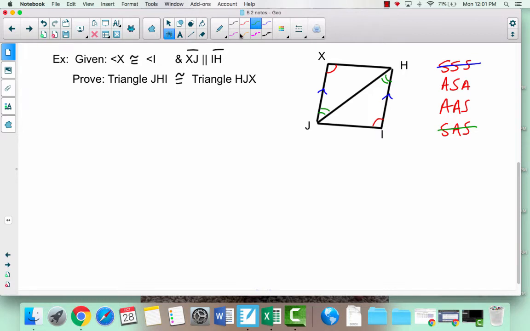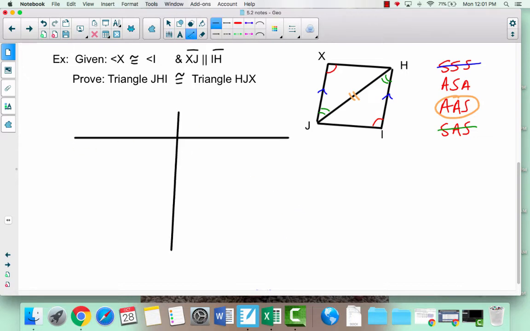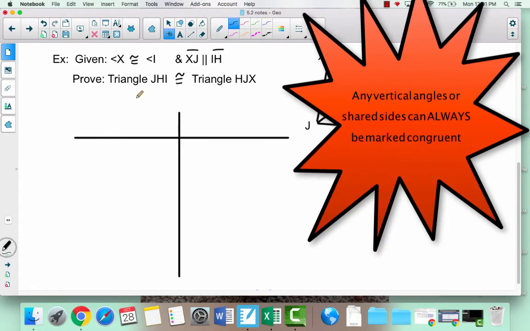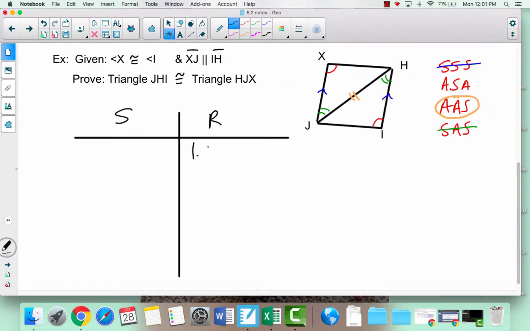Okay, and then this one is kind of nice. They share a side here, which means we can mark that this side is the same. So we're going to be using angle, angle, side, or angle, angle, side. So it's very important identifying which order it goes in, figuring out which method you're going to use, and now we can go ahead and create our two-column proof. So let's fill in what we know. We've got our given to us. Angle X is congruent to angle I, and XJ is parallel to IH.